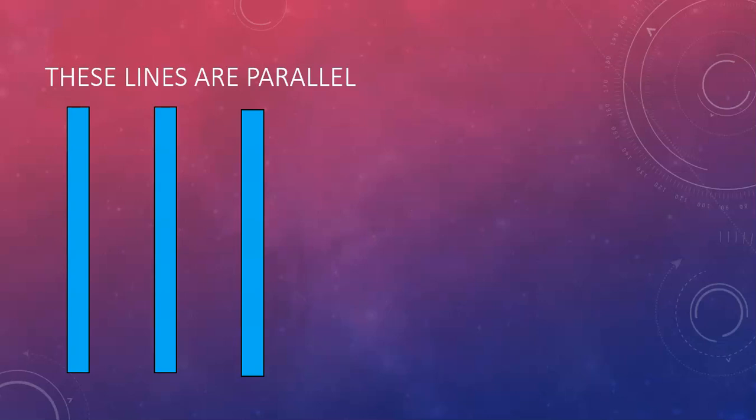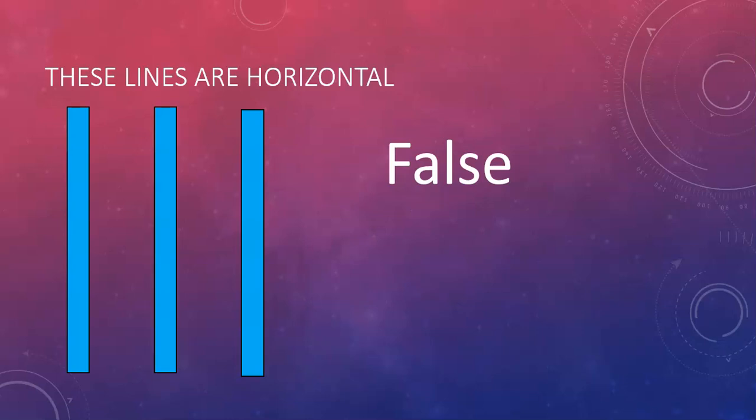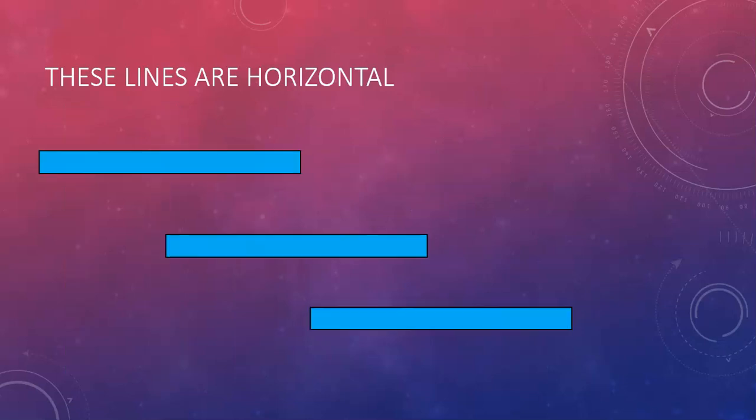These lines are parallel. True. These lines are running side by side and they are not getting closer to each other or further apart. These lines are horizontal. False. These are obviously vertical lines. True or false? These lines are horizontal. True. They are parallel with the top and the bottom of the screen, so they are horizontal lines.